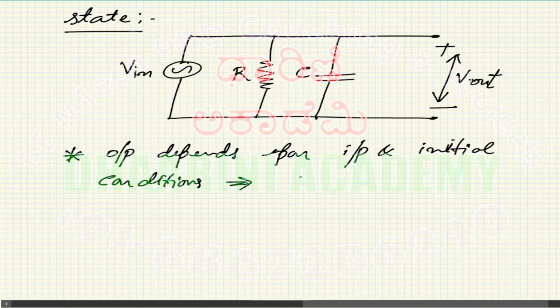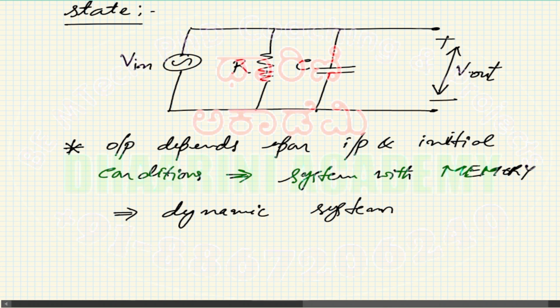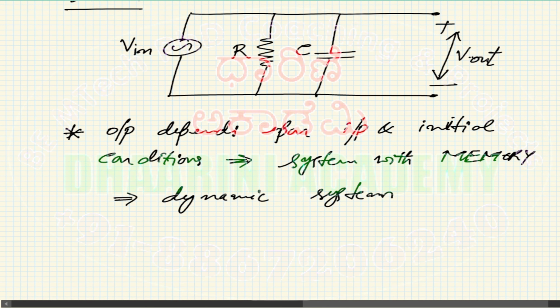So what's the other name for this? If you remember, this is also called a dynamic system. Already in the previous sessions we tried to solve the problems using Laplace transforms and initial conditions. Whenever you had a differential equation, you applied the initial conditions to solve, correct? So that itself is a dynamic system.